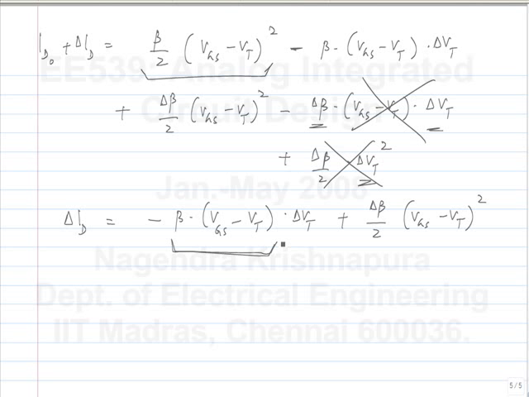Okay. And what is this? This is just delta beta. Instead of beta, you have delta beta. Okay. It's the current factor. So the current factor has changed. So you have the change in the current factor times the original expression. Okay.